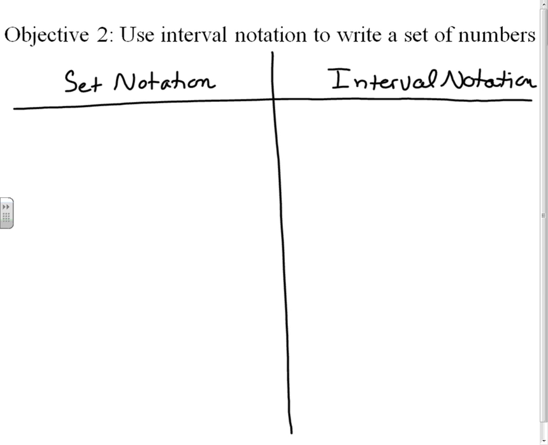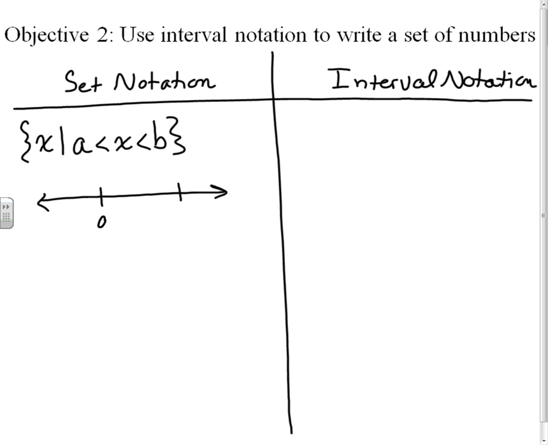So let's say your solution set, and in solution sets, we use curly brackets. The solution is all values of x such that x is greater than a and less than b. Now, the graph of this, as far as the basic graph goes, we'll just put a and b right here.